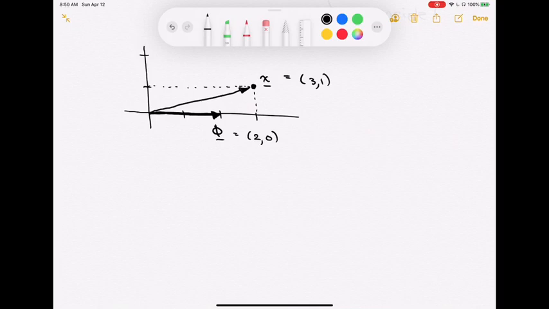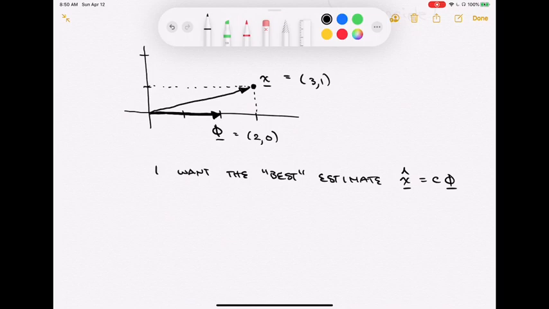What do I want? I want the best estimate, x hat, that has the form c times phi. Now I know what phi is. Phi is just a length-2 vector in the horizontal axis. I know what x is. It's the point 3, 1. And I want to find the best estimate as a scaled version of phi.